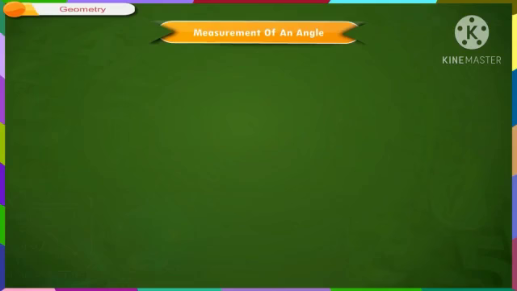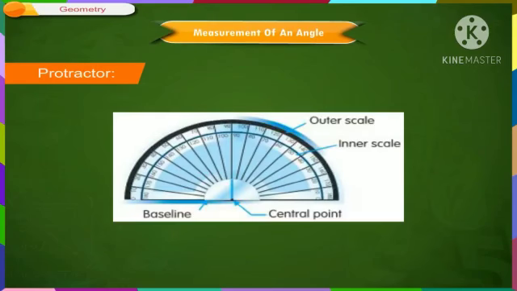Measurement of an angle. Protractor is a device we usually find in our geometry box. It is the most important tool to measure angles. The protractor looks like the ones shown on the screen. This is called the baseline of the protractor. This is the inner scale and this is the outer scale. This point is called the central point of the protractor.